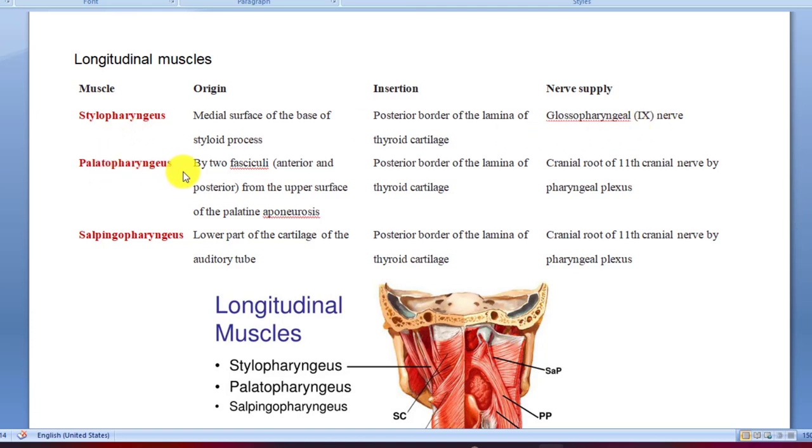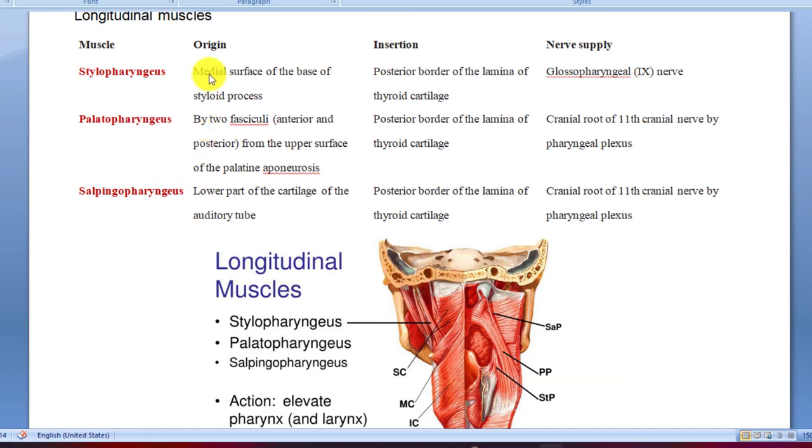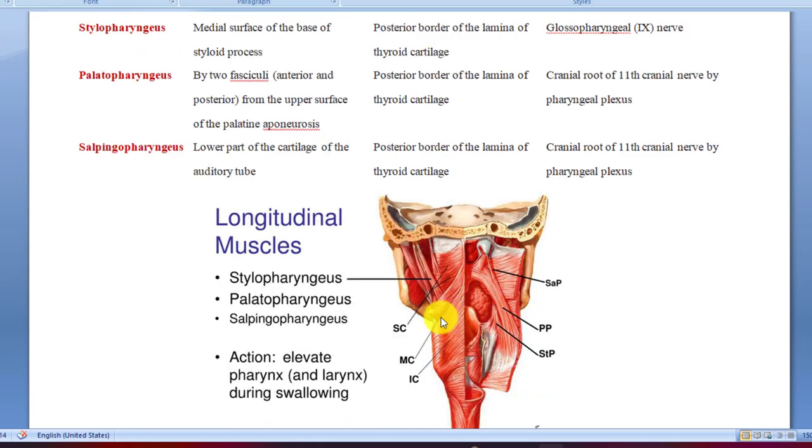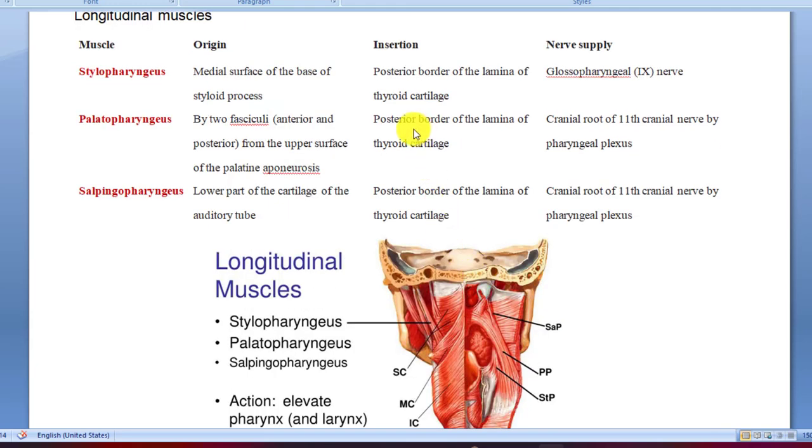Then there is the palatopharyngeus muscle. Okay, its origin is by two fasciculi, anterior and posterior, from the upper surface of the palatine aponeurosis, right? Here you can see this is the palatopharyngeus muscle, okay? Its insertion is the posterior border of the lamina of thyroid, same insertion. It is supplied by the cranial root of the 11th cranial nerve by the pharyngeal plexus.